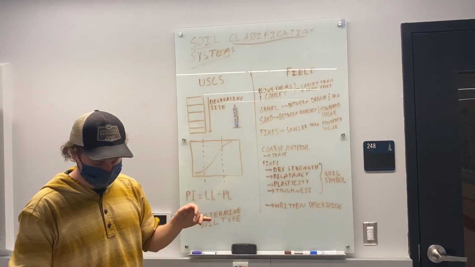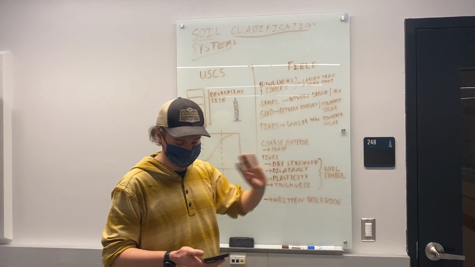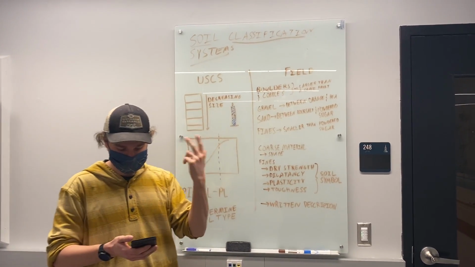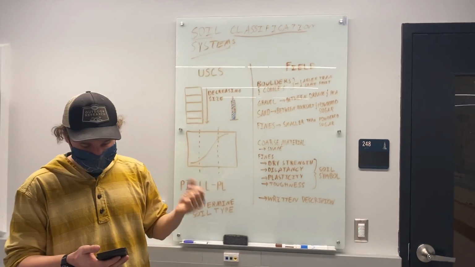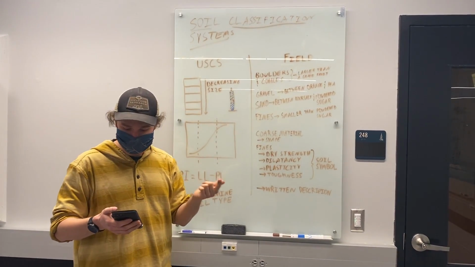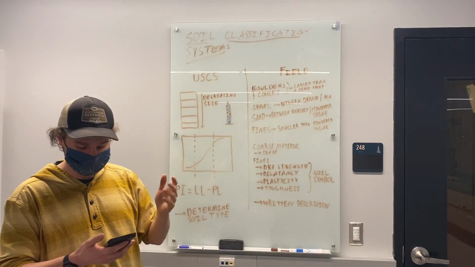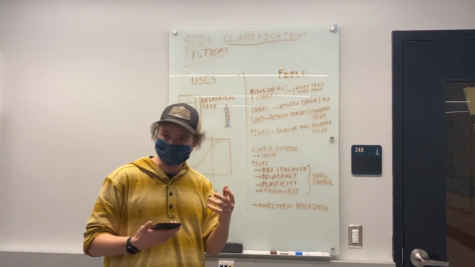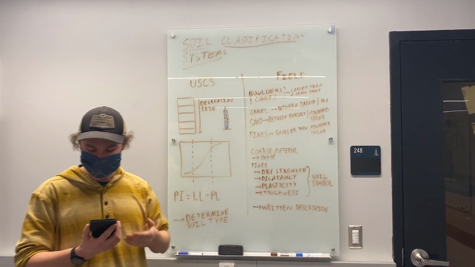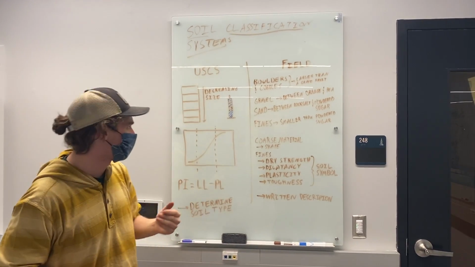Then from those properties, you can determine the soil symbol. There's four: ML, CL, MH, and CH. ML being a silt, CL being a lean clay or low plasticity clay, MH being a more elastic soil, and CH being a fat clay or high plasticity clay.